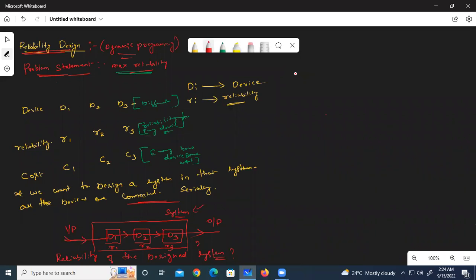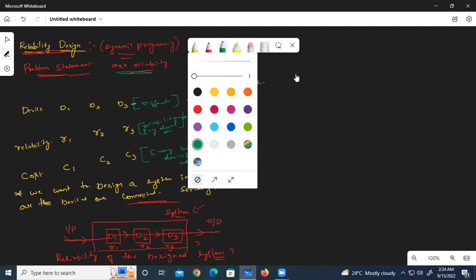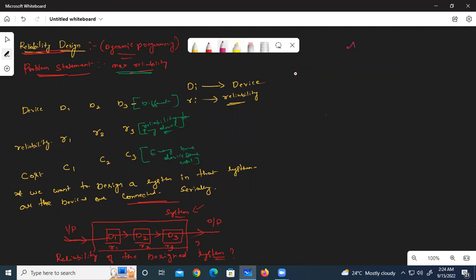Not got it. Okay, see here. Now everybody observe here. Suppose, think like that. Assume here. Suppose we are going to have devices, two devices, you take it.